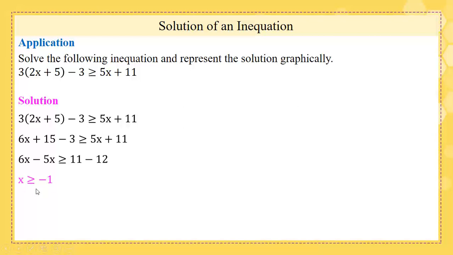Now let us represent the solution on a number line. First of all, we draw the number line. We locate the point negative 1. The solution is greater than minus 1, so we draw the arrow to the right of minus 1. Since we have "or equal", minus 1 is included in the solution, so we draw a colored circle around negative 1.